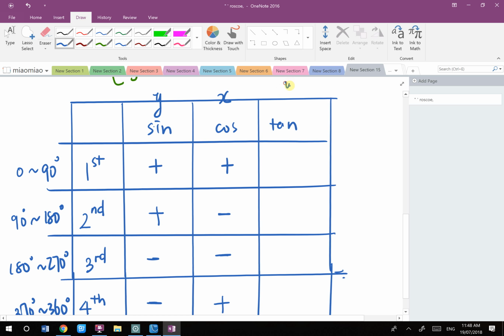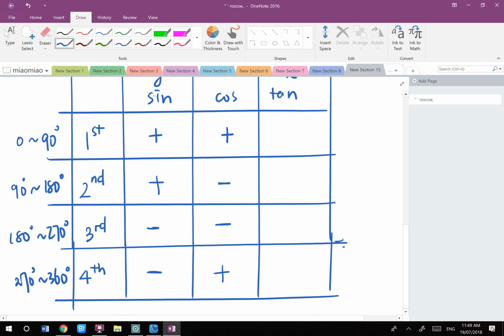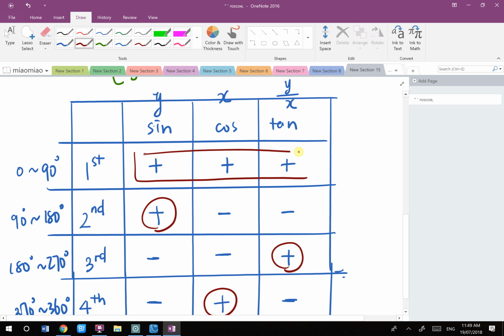Okay, now think about tangent. Tangent is y divided by x. So what can you say about the sign here? The first quadrant: positive. How about the second one? Negative. The third one: positive. And the last one: negative. Now what we can see here is, in the second quadrant, only sine is positive, the other two are negative. In the third quadrant, only tangent is positive, others are negative. In the fourth quadrant, only cos is positive, all the rest are negative. And in the first quadrant, everything's positive. Okay, that's what we have.